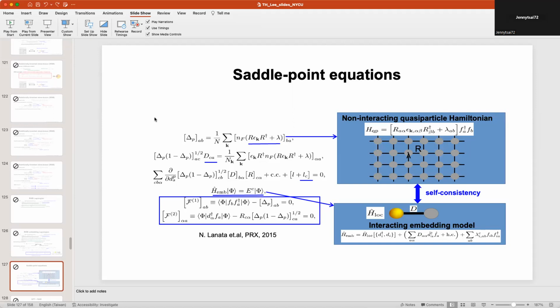If you now add more fermions, you get more self-consistency equations. We still get the same set of equations, except R becomes rectangular and D becomes rectangular, and this delta P will enlarge because we have more quasi-particles, but the equations are still the same. So everything is unmodified if we add more and more fermions.